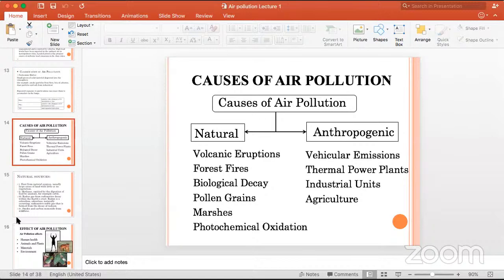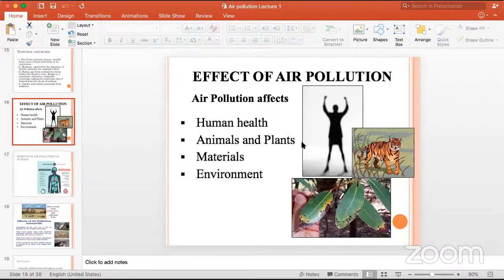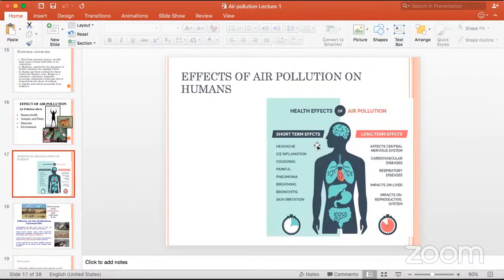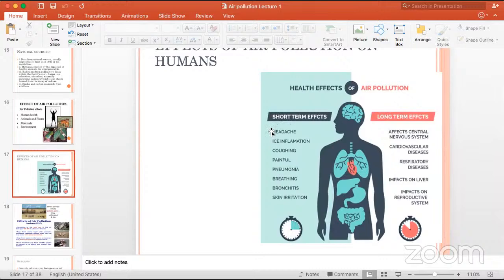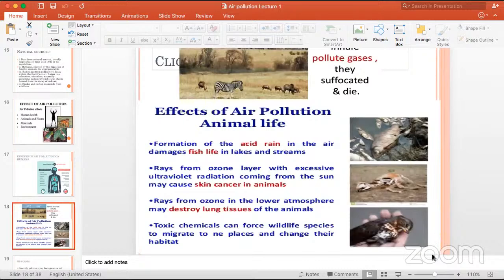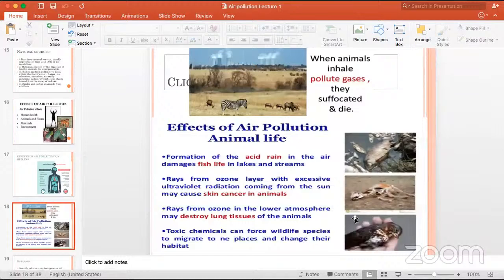Okay. Now, the effects of air pollution, again, I'm sure you all know, but don't forget to think about the effects on animals and plants, basically materials and also the environment, okay? Now, I'm sure everyone knows the effect of air pollution on humans. There are a few short-term effects and there are long-term effects. I think you can all see it here very clearly. Very important for us to note are the effects on even animal life. Remember to think of animals, plants, materials also, because we are talking of air pollution in the context of the environment, right? So we have to think of all the stakeholders in the environment.